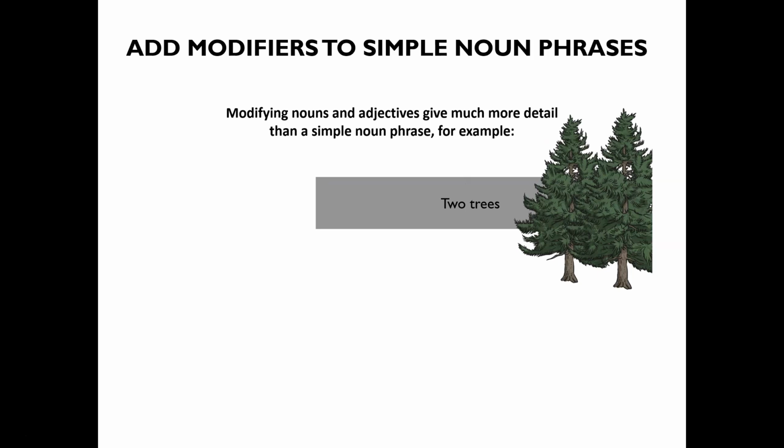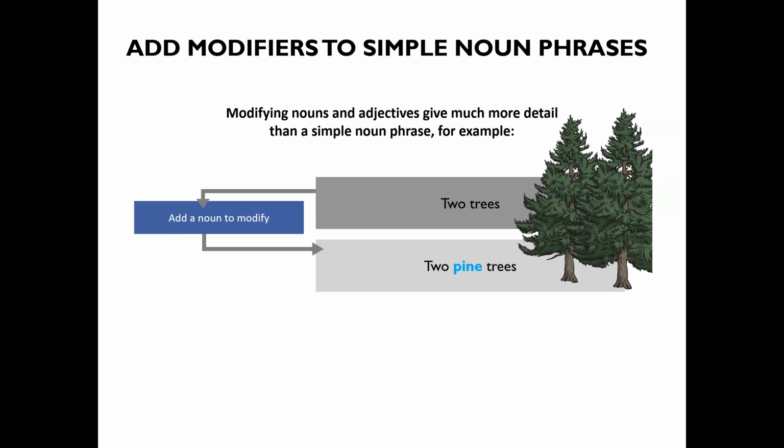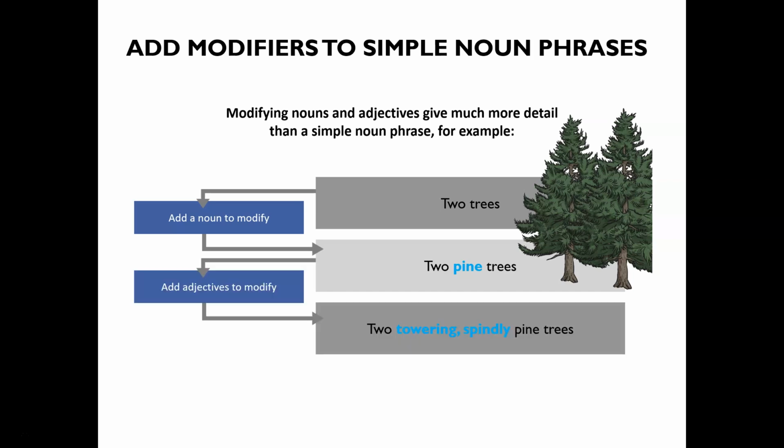Here's a simple noun phrase. Can you think how you would add modifiers, nouns and adjectives to improve the simple phrase? You might have said two pine trees. Two towering, spindly pine trees.